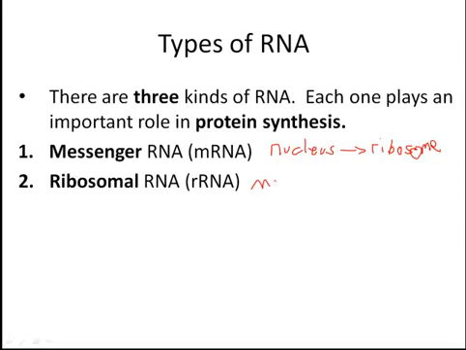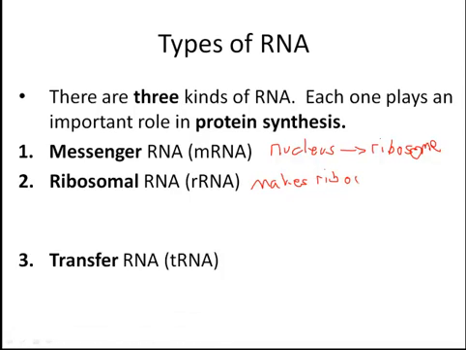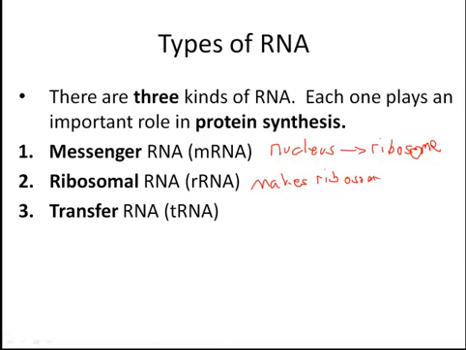Ribosomal RNA is what ribosomes are actually made of. So this is going to make up your ribosomes. And then the third kind is transfer RNA. Transfer RNA's job is to transfer or carry amino acids. And remember, amino acids are used for making proteins. And that is going to happen at the ribosome.